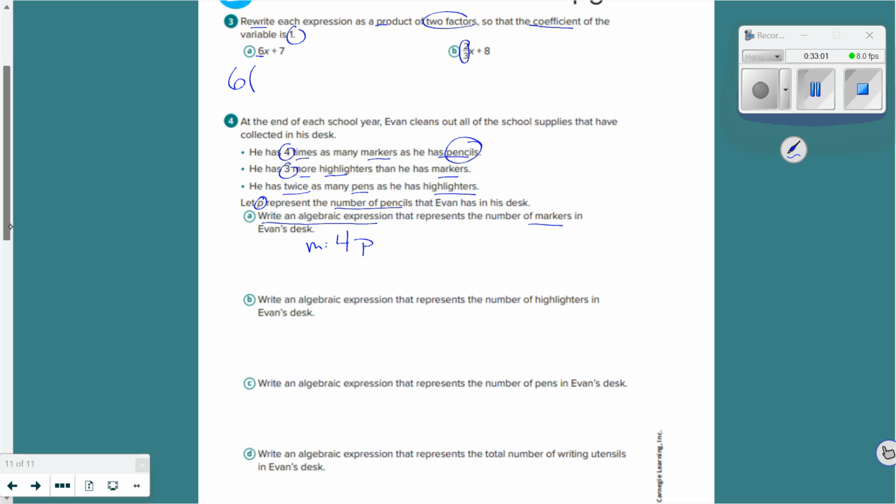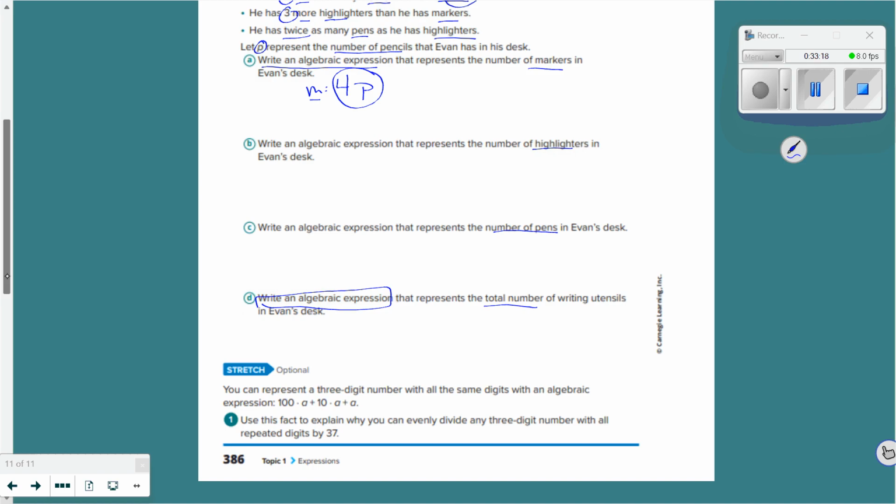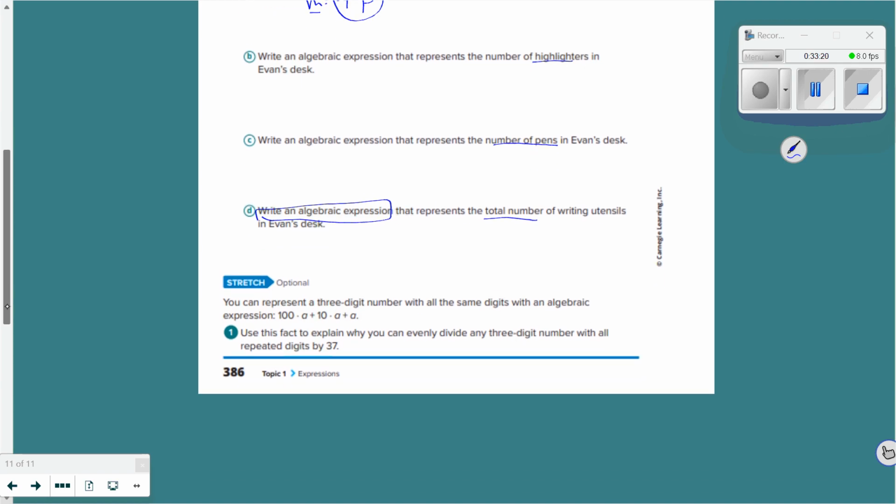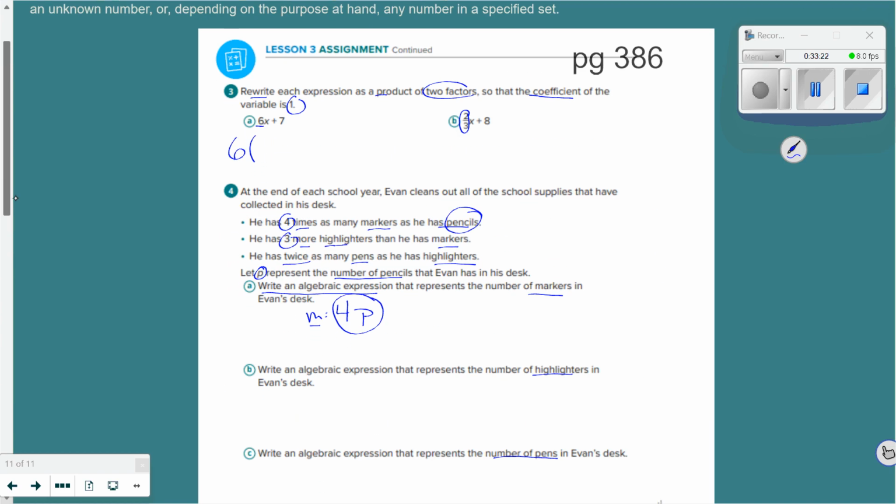So now that you understand the markers, I've got a term in pencils that I can use. We're going to use that for the highlighters, and then for the number of pens, and then we're going to do an algebraic expression for the total number of writing utensils. So I will give you the hint up front. It's all going to be in terms of the P and pencils. That's what we started with. Hopefully that one makes sense.